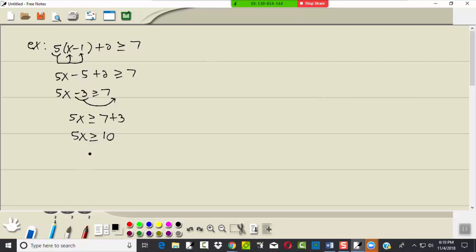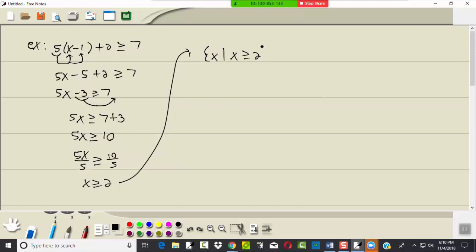And last step, divide both sides by number in front of your x. So we're going to divide both sides by 5. And then we got x is greater than or equal to 2. Now set builder notation. Curly brackets, x with a vertical bar, and whatever our answer was. Interval notation. It's greater than, so it's going to positive infinity.